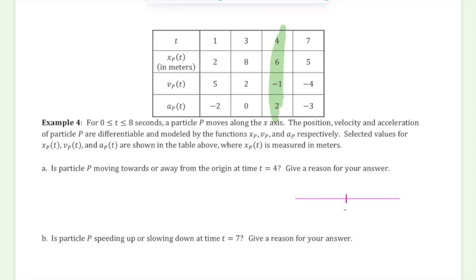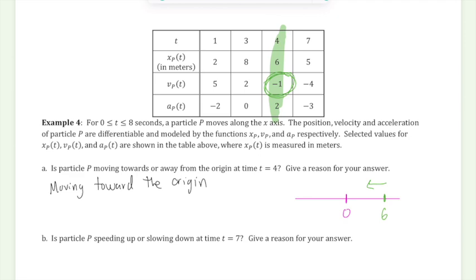So if this is the origin at 0, it looks like my starting position at 4 is 6. So the particle is starting here at 6. Now, let's look at its velocity. Remember, positive means moving away, negative means moving towards. And if we can see here, the velocity is -1, so we are moving toward the origin.